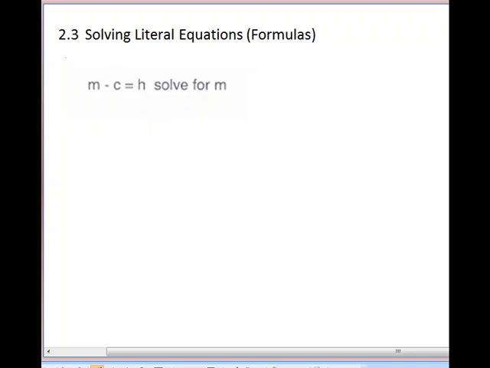Here's a similar one-step solve problem. M minus C equals H. We want to solve for M. So that means we want to isolate the M. Go on that side, get rid of your C. C is subtracted, so you need to add to make it cancel. And so this one wipes out. That wasn't a divide. I was just marking it. So M equals H plus C.